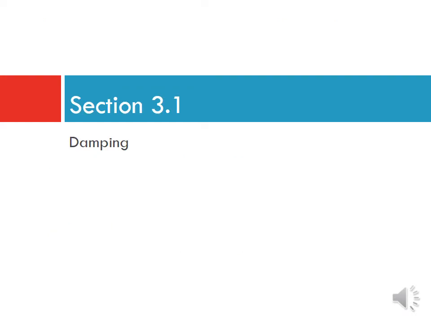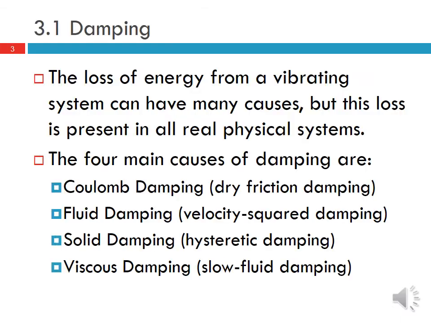First, let's talk about what we mean by damping and the different forms it can take. The loss of energy from a vibrating system can have many causes, but this loss is present in all real physical systems. So far, we've only considered undamped systems, but these are idealized, and any real system will have some damping present. The four main causes of damping are Coulomb damping or dry friction damping, fluid damping, which is sometimes called velocity squared damping, solid damping, which is sometimes called hysteretic damping, and viscous damping or slow fluid damping.